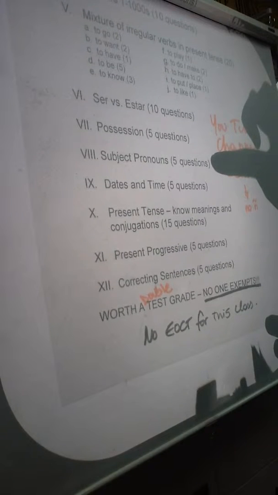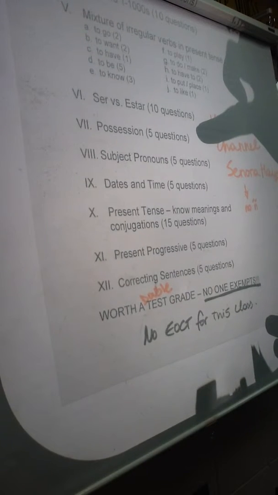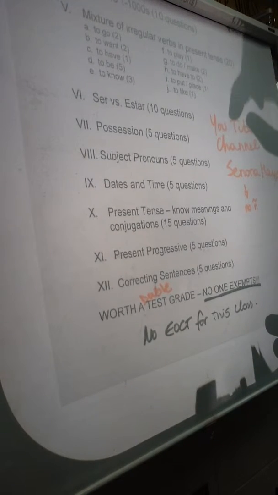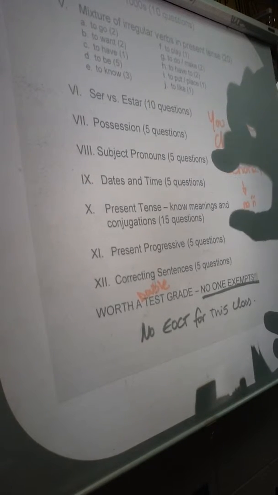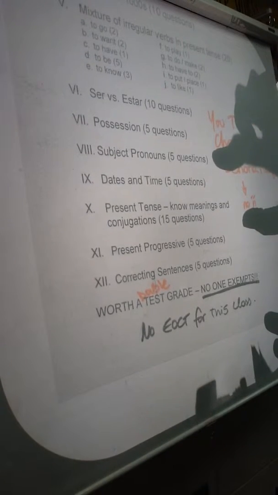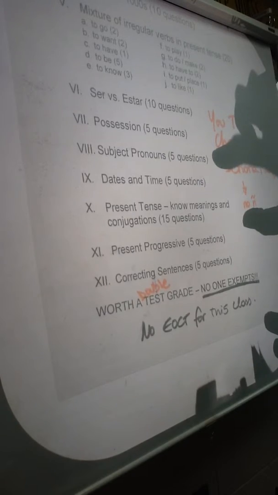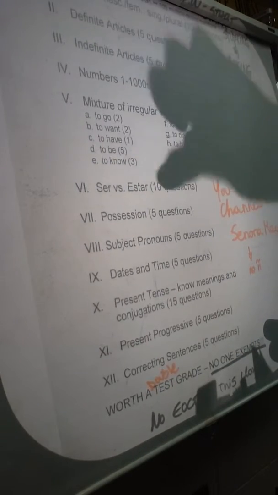Possession, which can be using the de, which is to undo the apostrophe s in Spanish, or your possessive adjectives, which we'll go over. Pronouns that are obviously needed for present tense, which is basically just conjugating your verbs. That's what it's called. That's what we've been doing, the whole time we've been conjugating all these verbs in the present tense.